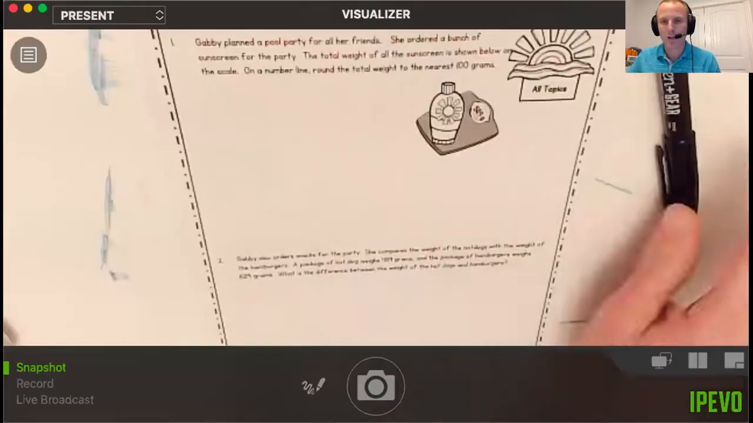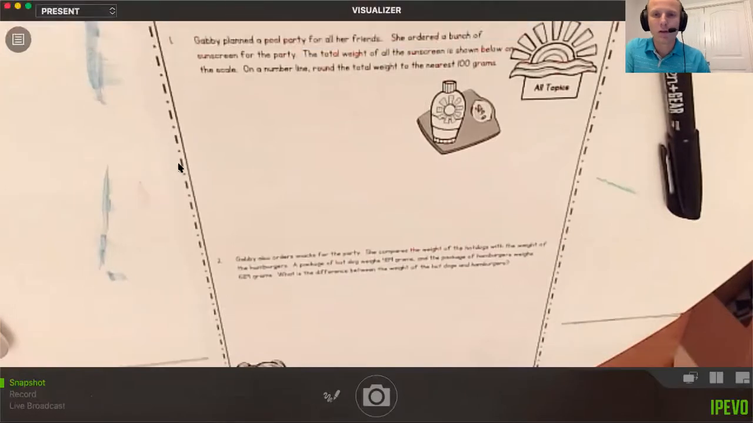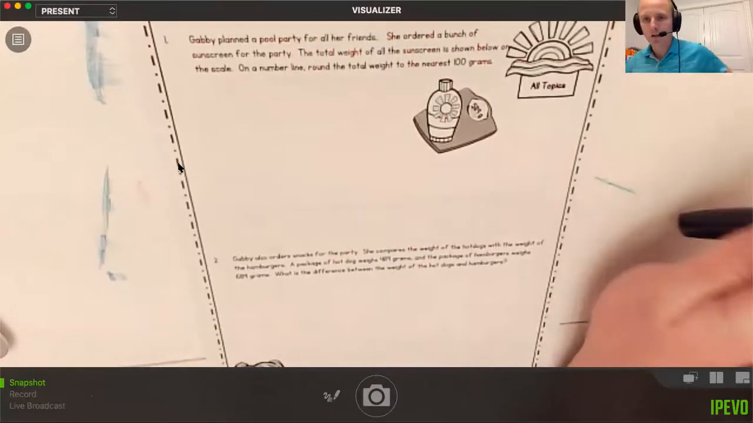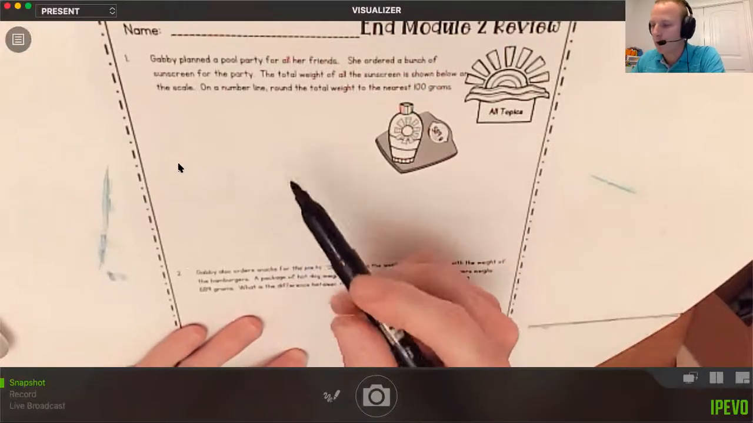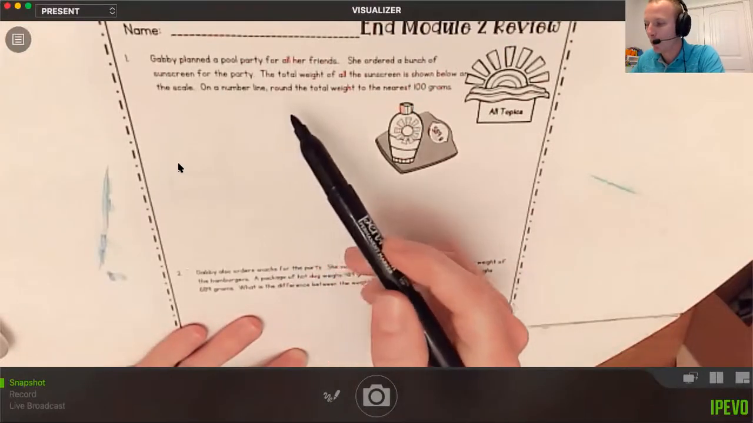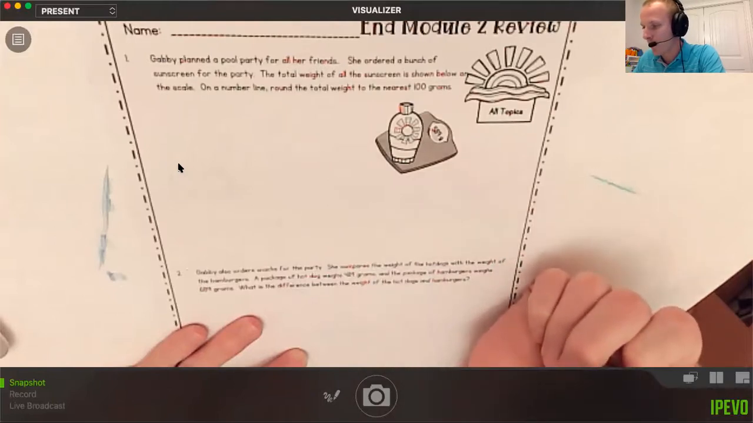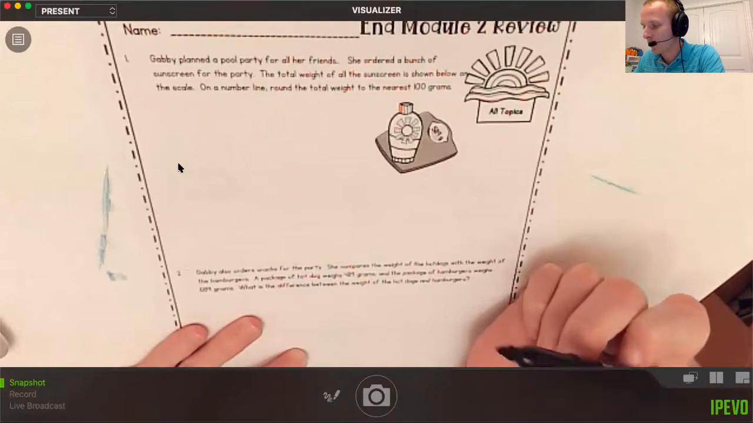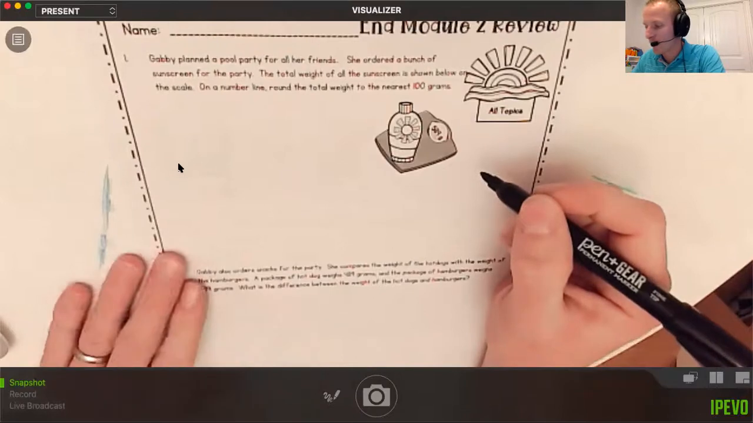Today I'm going to work in pen or marker on an actual sheet of paper. So I know that it will be slightly blurry for you, but hopefully you can see okay. The first one says, Gabby planned a pool party for all her friends. She ordered a bunch of sunscreen for the party. The total weight of all the sunscreen is shown on the scale below. On a number line, round the total weight to the nearest 100 grams.